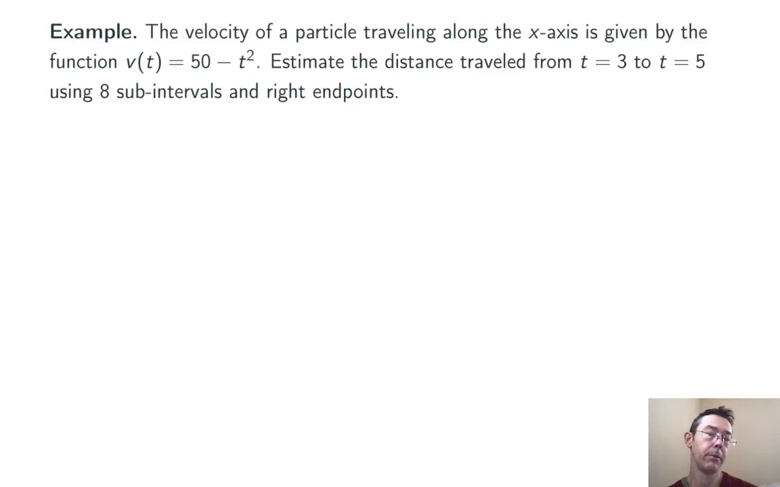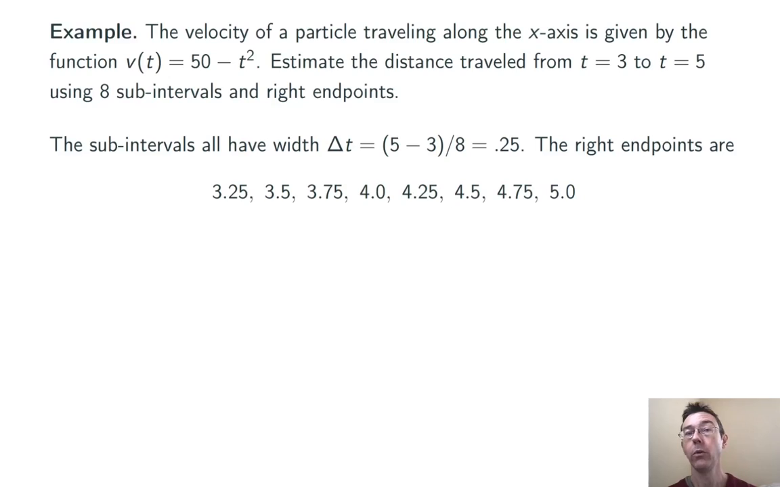Let's do another example. The velocity of a particle traveling along the x-axis is given by the function v of t equals 50 minus t squared. Estimate the distance traveled from t equals 3 to t equals 5 using 8 subintervals and right endpoints. So first, let's get the width of each subinterval. It's going to be the total width of the interval from 3 to 5 divided by the number of pieces. So 5 minus 3 over 8, or 0.25.